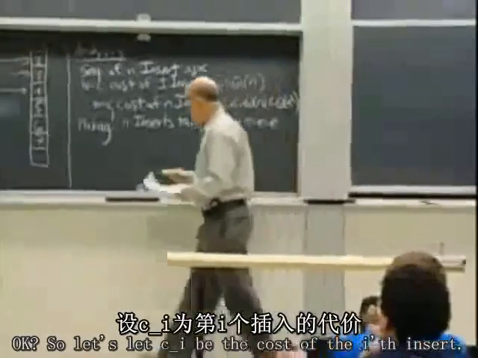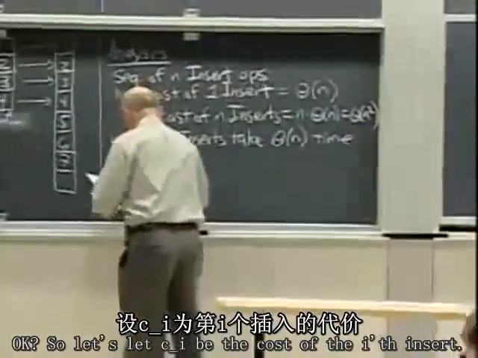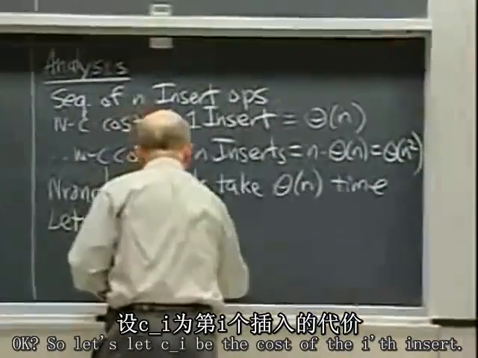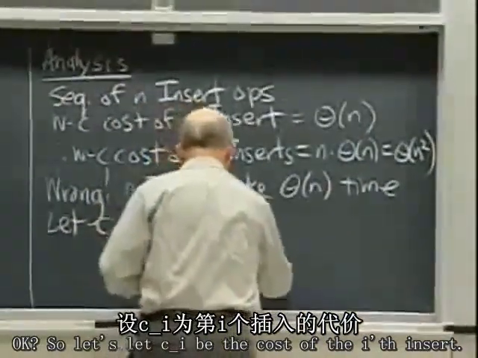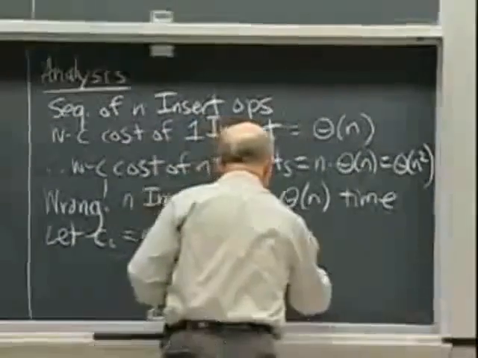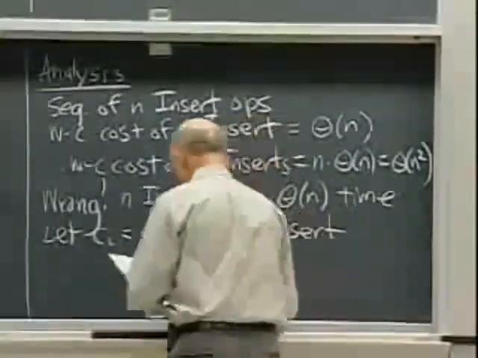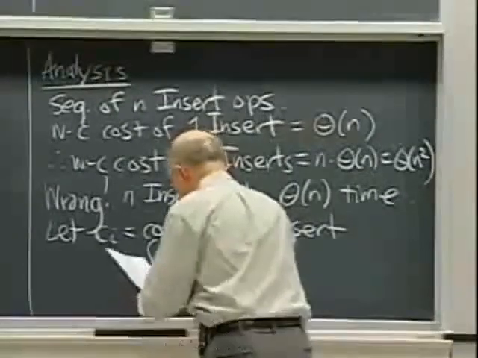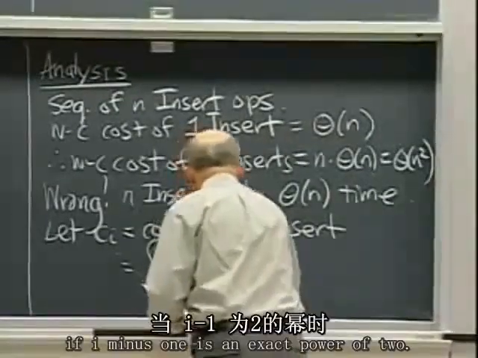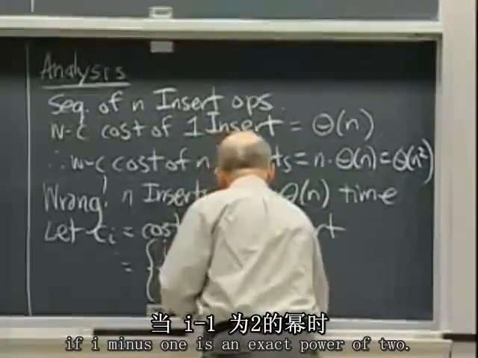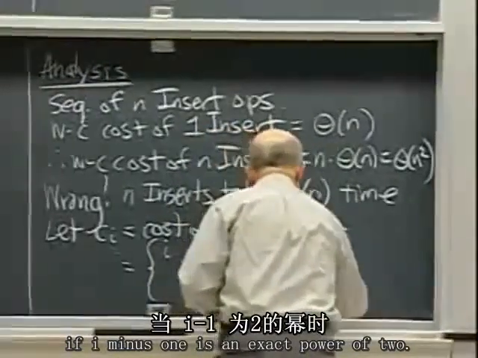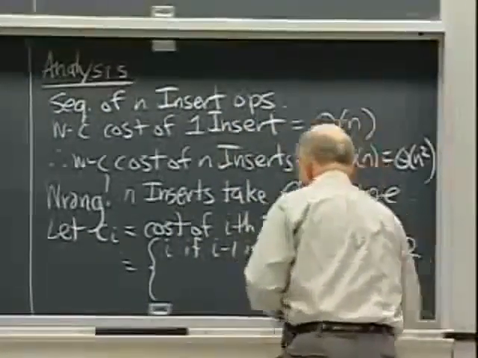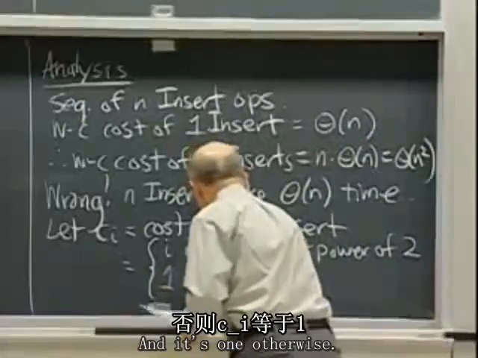Let C sub i be the cost of the ith insert. So that's equal to i if i minus 1 is an exact power of 2, and it's 1 otherwise.